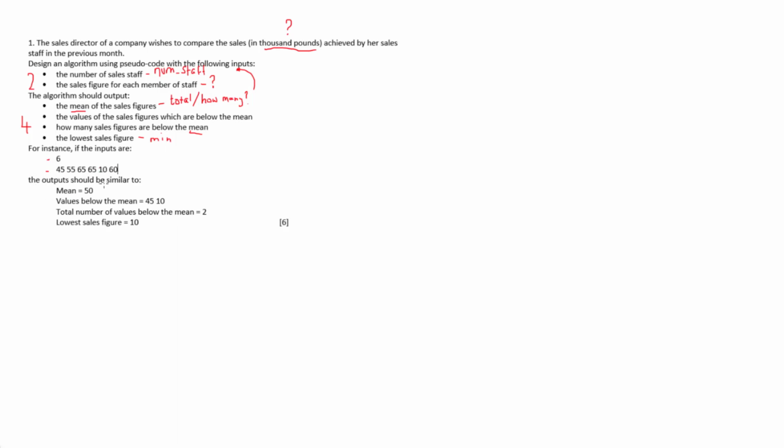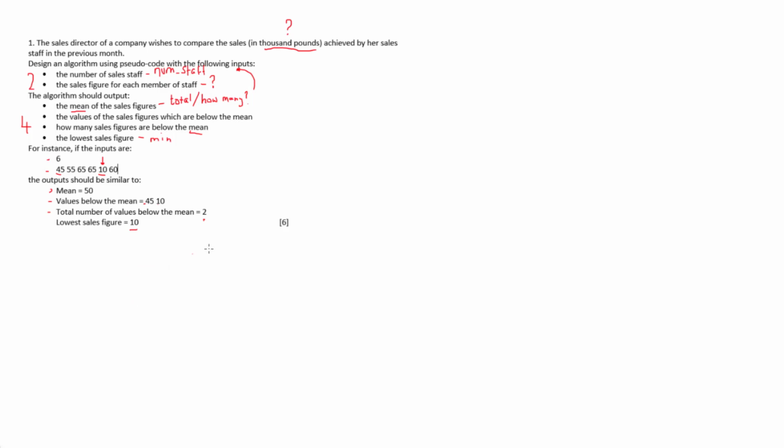Then the outputs should be similar to the mean. So we output the mean, the values below the mean, which are 45 and 10, because 45 is less than 50 and 10 is less than 50. And then the total number of values below the mean, we have 45 and 10 are below the mean, and that's in total 2 values. And then finally, we've got the lowest value, which is 10. And that's because that is the lowest value out of the set that we've been provided.